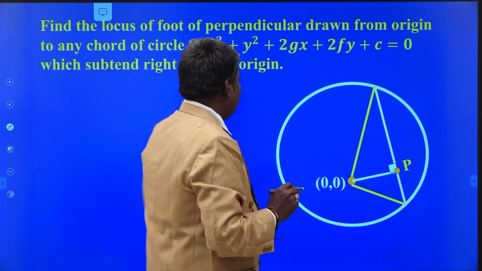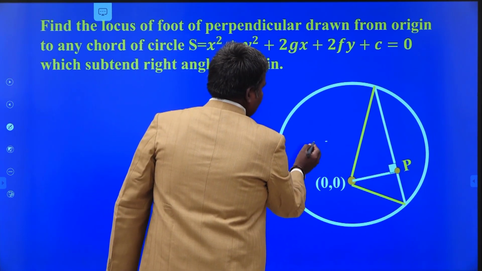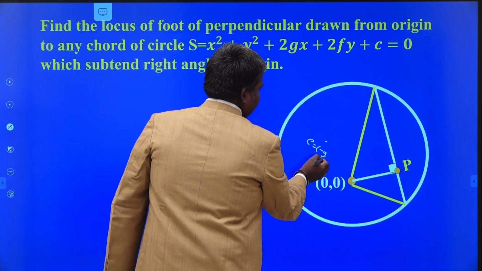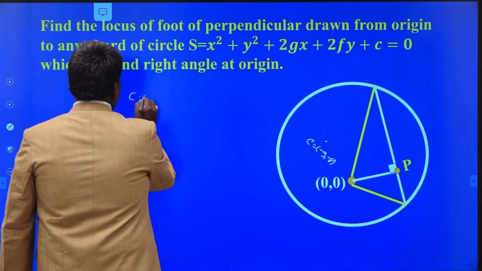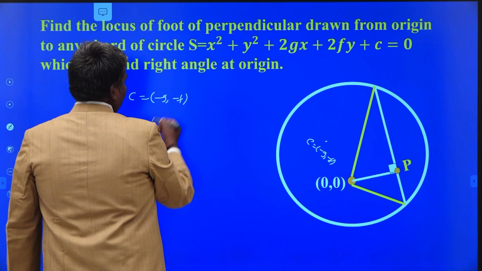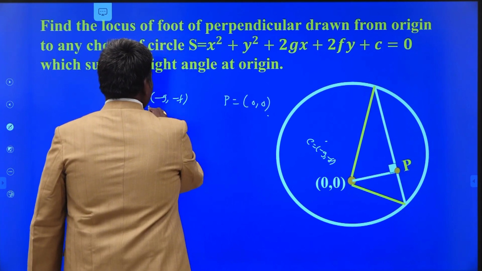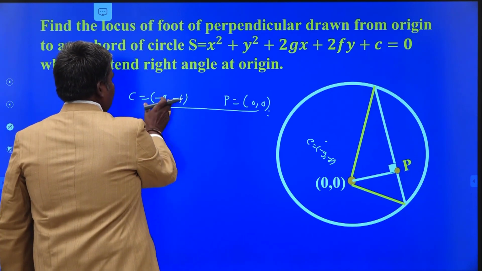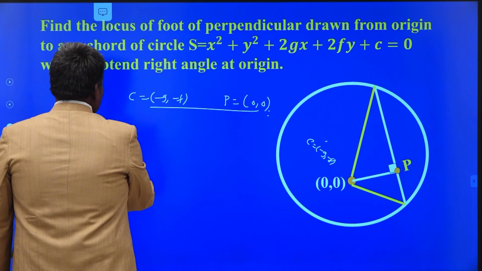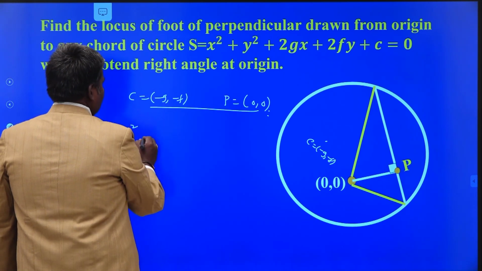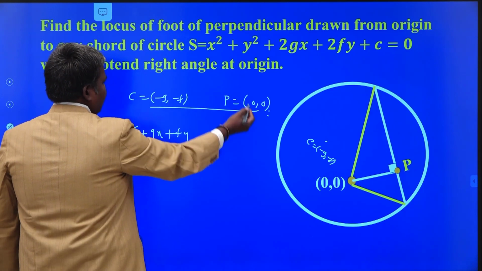This is the circle. We have to find out the required locus. This is your center of the circle. What is the center of circle? Minus g comma minus f. What is your given point? Point P is equal to 0 comma 0. Now you write the circle whose ends of the diameter are c comma p. What is that? X square plus y square minus sum of x coefficient into x, that is plus gx plus fy plus dot product becomes 0.